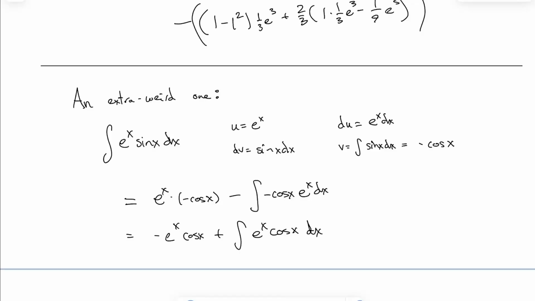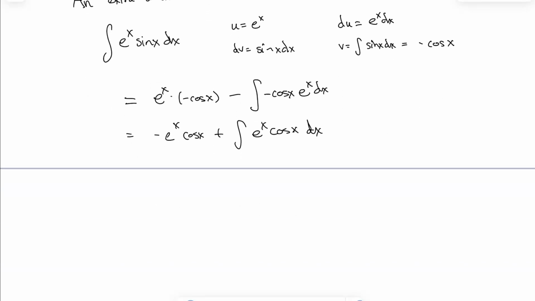So I'm going to do the parts again, and I'm going to make the same kind of choice. So u equals e to the x, and dv this time is cosine x dx. So let's do it again. u equals e to the x. dv is the cosine x dx part. So that means du is e to the x dx. And the v would be the integral of cosine x, which is sine x, without the negative, right?